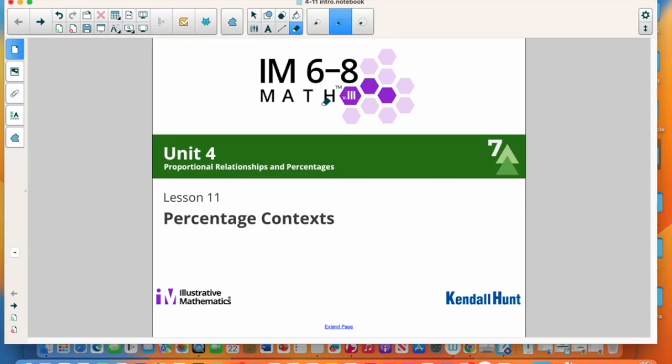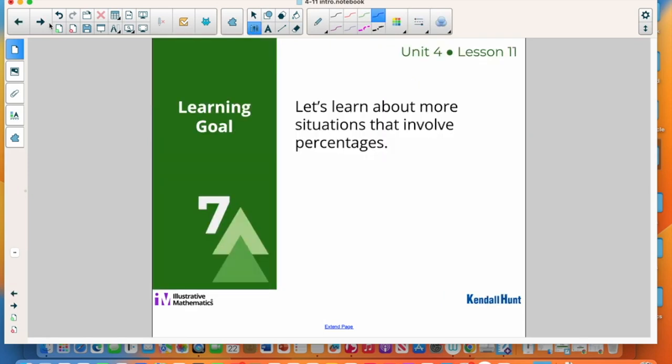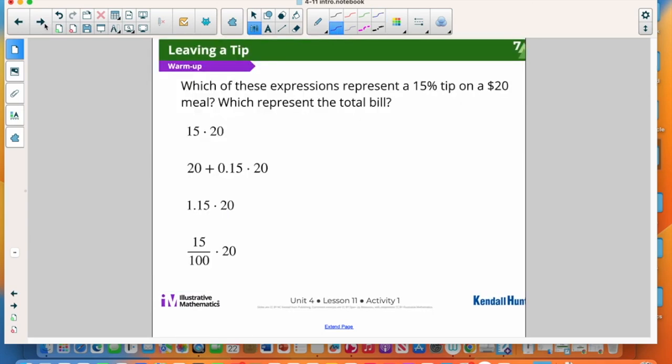Today we did Unit 4, Lesson 11, Percentage Context. And so we're going to learn more about situations that involve percentages. Just to recap what we talked about last time with tip, it says which of these expressions represents a 15% tip on a $20 meal and which represents the total bill.